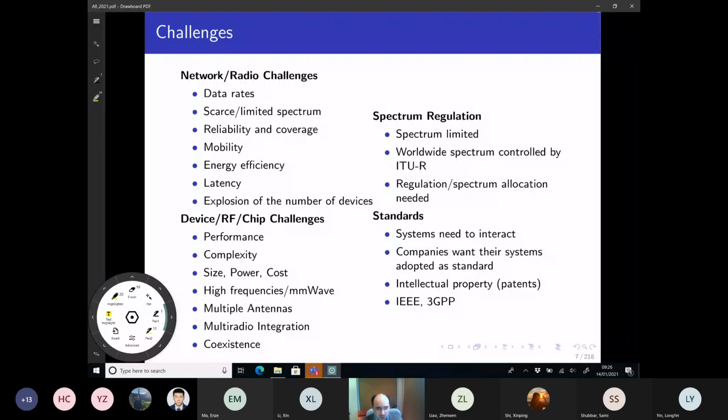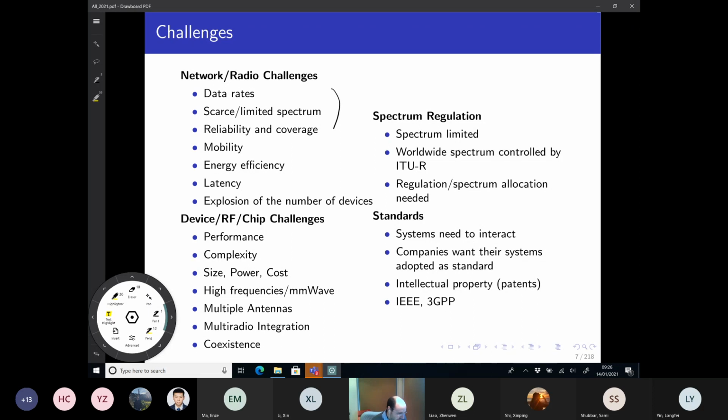Right. So what are the challenges nowadays in wireless communications? Well, you have many challenges at different levels: at the network level and at the radio level. Increasing data rates and the limited spectrum, which I mentioned. The reliability and coverage of the systems. Coping with increasing mobility, not only pedestrian, but all the way to several hundreds of kilometers per hour. Energy efficiency is increasingly important as well: you want to deliver as many bits as possible per unit of energy.